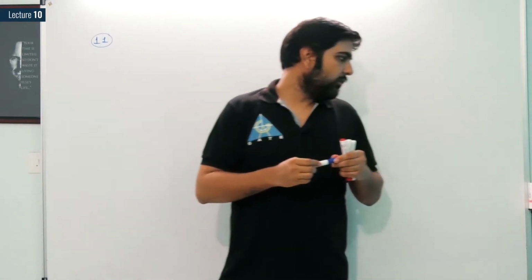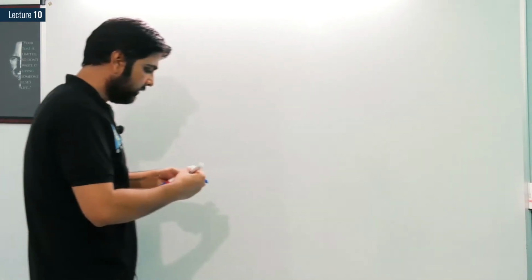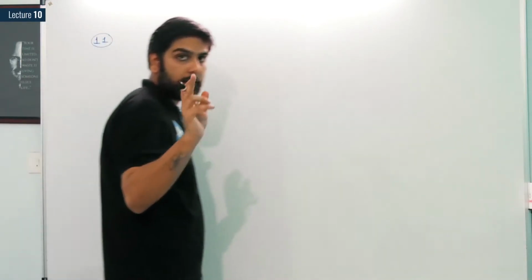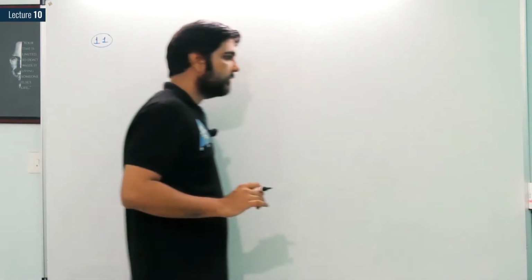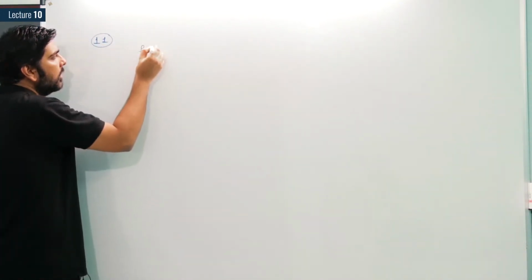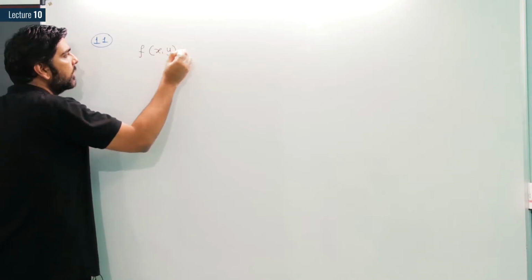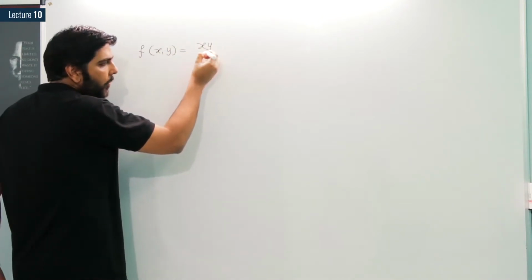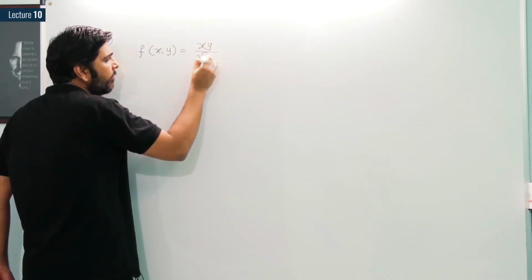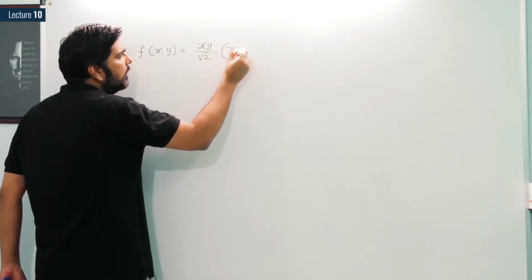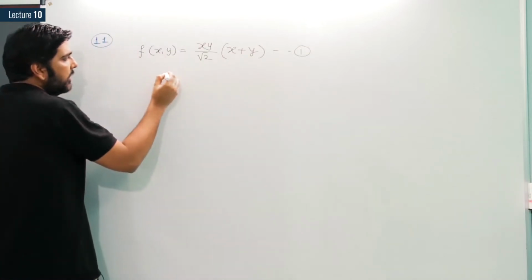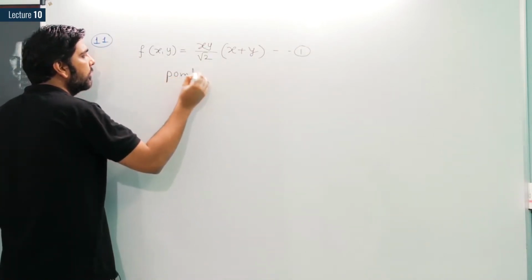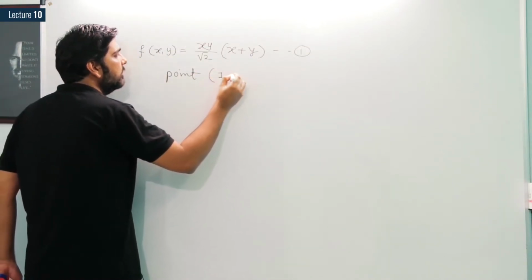The directional derivative of a function f(x, y). First of all, let us have the function first. So write down in your copy: f(x, y) is equal to xy divided by root 2. Next is the point, which is (1, 1).